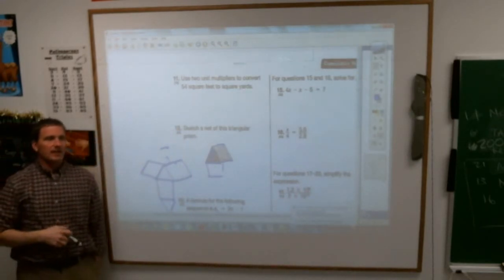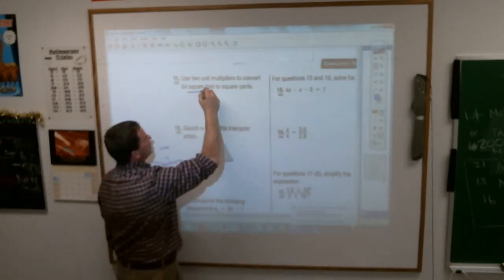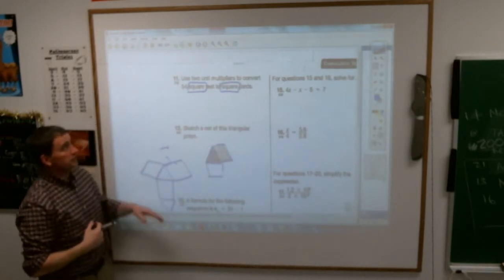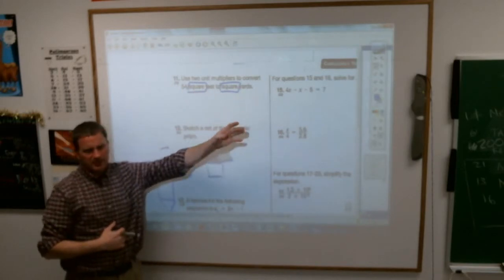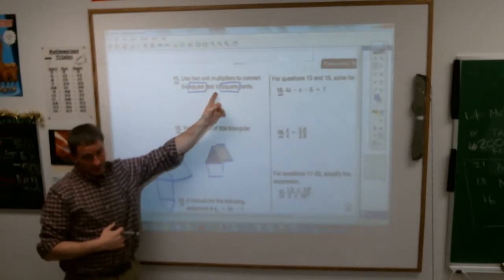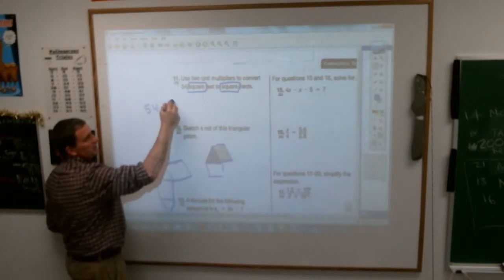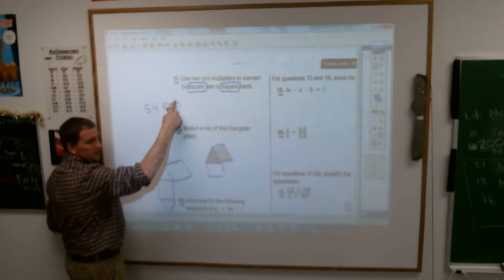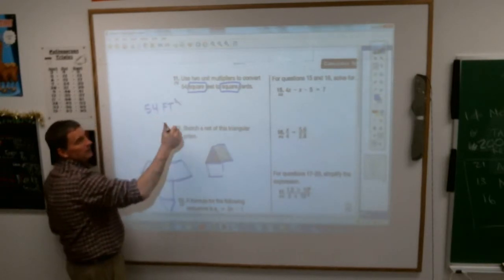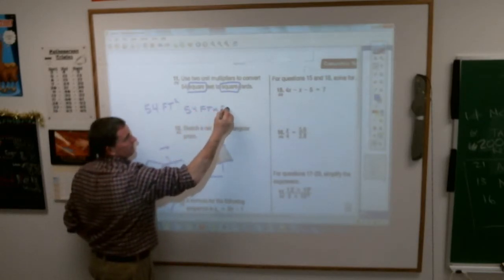The important thing to see on problem number 11, ladies and gentlemen, is this word right here: square. If it asks just to change 54 feet to yards, that's easy because you just figure out how many feet are in a yard. But the word square changes it. 54 square feet means 54 feet squared. What does a squared thing do? It means you have double the label, not double the 54. So I have 54 feet times feet.